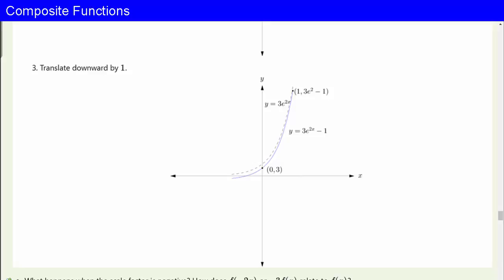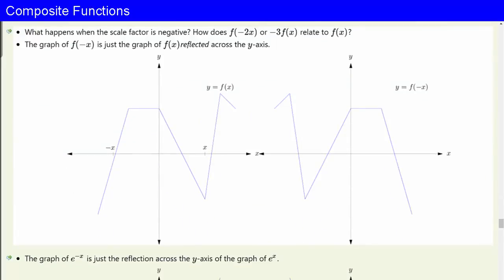Now, to wrap up, we ask what happens when the scale factor is negative. That is, how does the graph of f of minus 2x relate to the graph of f of x? And how does the graph of minus 3 times f of x relate to the graph of f of x? Start with a simpler case. How does the graph of f of minus x relate to the graph of f of x? The answer is that the graph of f of minus x is just the graph of f of x reflected across the y-axis.